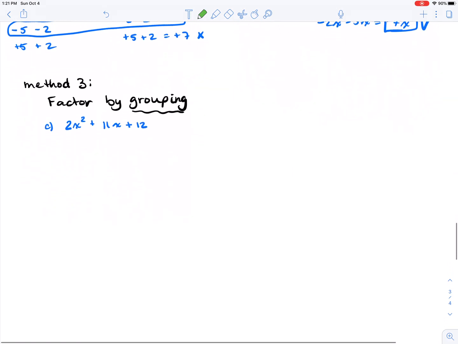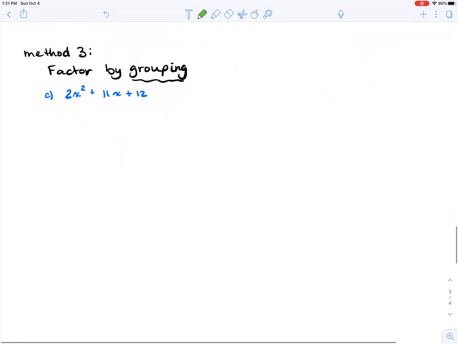Now let's look at a third method. This one I like to show students because it can be used when the leading coefficient is a 1 or when the leading coefficient is more than 1. So we have the example with a leading coefficient of more than 1 because we have a 2 here. So we have 2x squared plus 11x plus 12. This is the method of factoring by grouping.